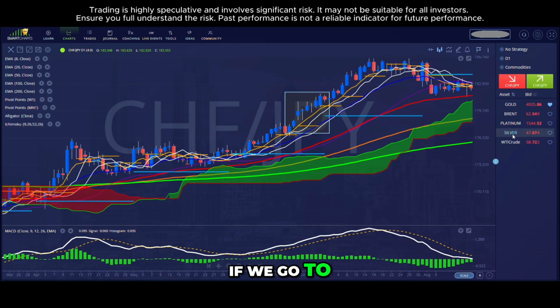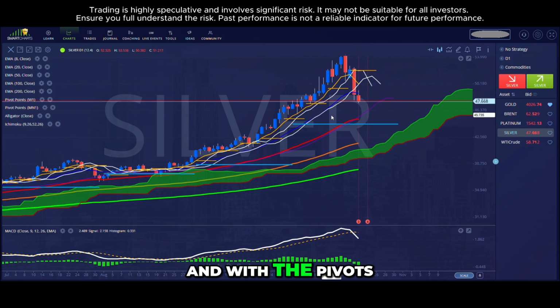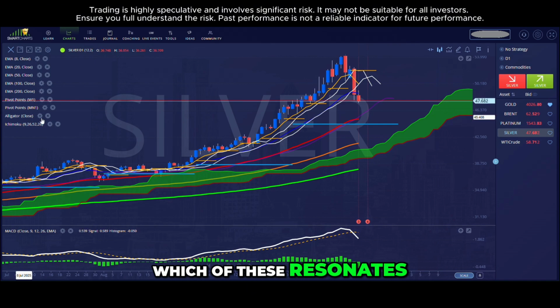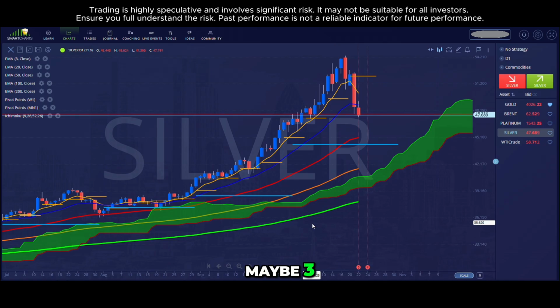If we go to silver or gold, things like that, when they were trending, what would that have looked like in these market conditions? You can see now we've broken beneath the pivots and the alligator. This area was more than enough for us to be buyers with pure price action, with just moving averages, with the alligator, with the Ichimoku, with a MACD, and with the pivots. So which of these suits you? Which of these resonates? I would say you want to be back to something at least with maybe three maximum, just for starters, and see what goes after that.